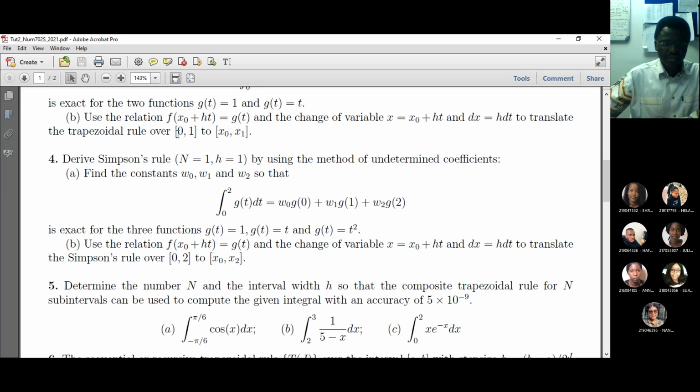Now, instead of the integral 0, 1, we have an integral 0, 2. Why? Because with Simpson's rule, we have two subintervals from 0 to 1 and then from 1 to 2, two subintervals. And it will be virtually the same. And you should recover exactly the same rule as the one given to you in the notes. Because when you write this, you should get exactly that same. All right.